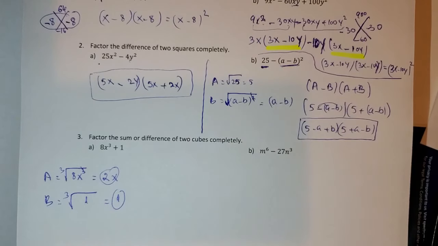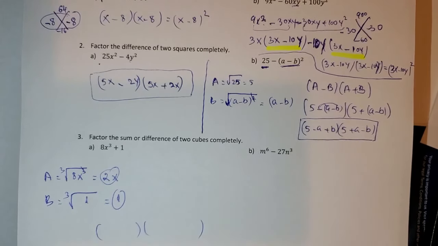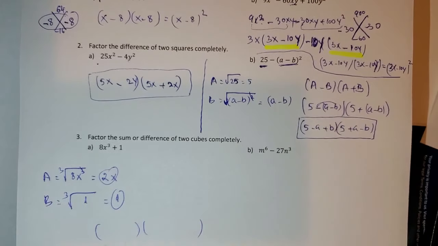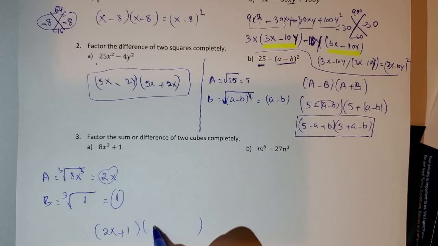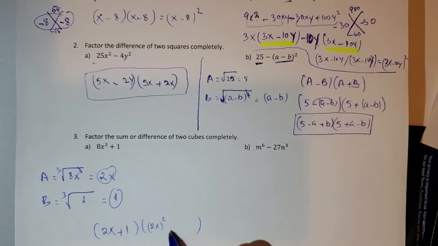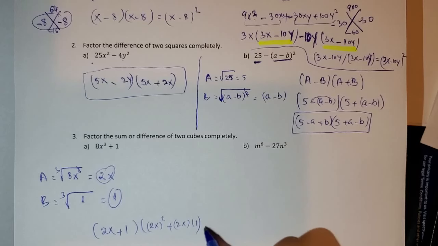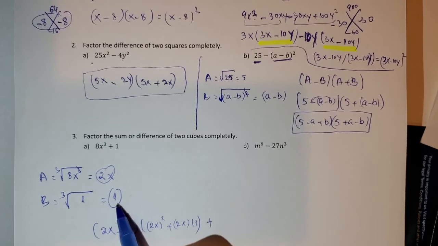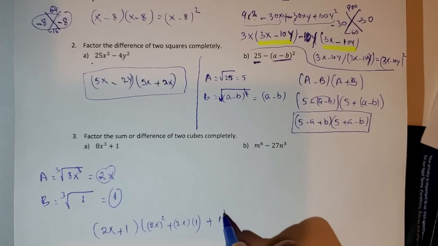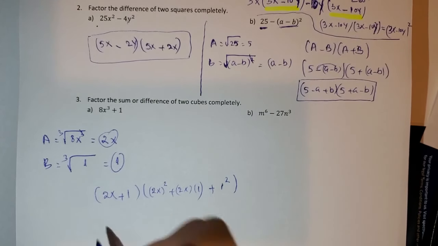So based on the formula for the sum of two cubes, you're going to have 2 parentheses. The first one is going to be a plus b, that's just 2x plus 1. The second one is going to be your a squared, which is (2x) squared, plus a times b, this means 2x times 1. I need to expand my parentheses. And then the next one is going to be b squared. My 1 here represents my b. So that's the formula.